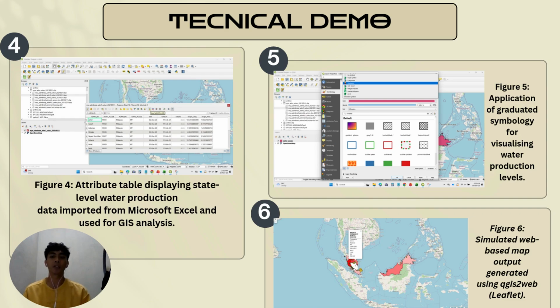Finally, the map is exported using the QGIS web plugin and displayed as a web-based map using Leaflet. This allows users to interact with maps online such as zooming and clicking on a state to view water production information.